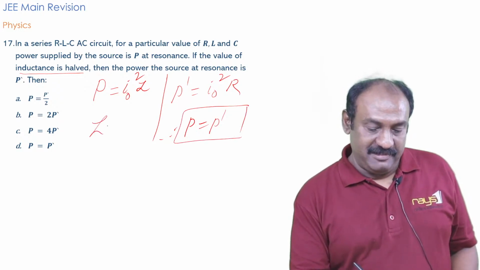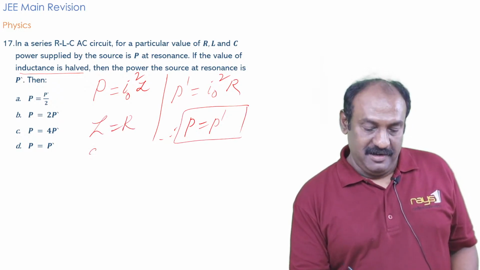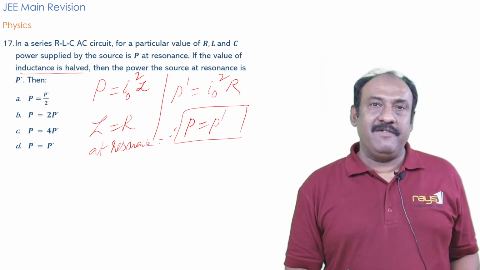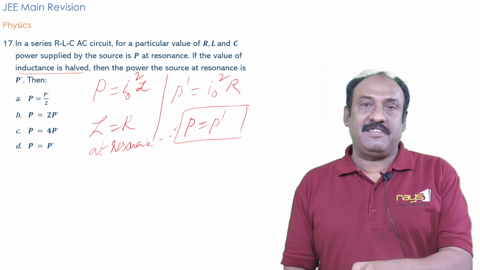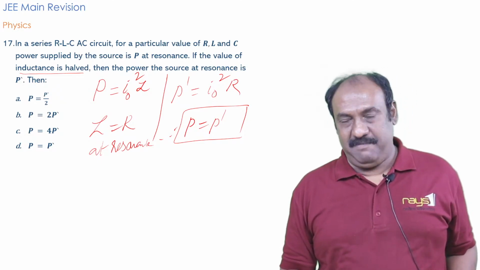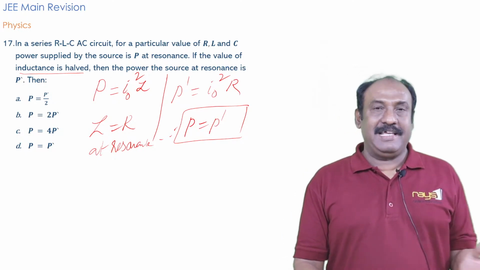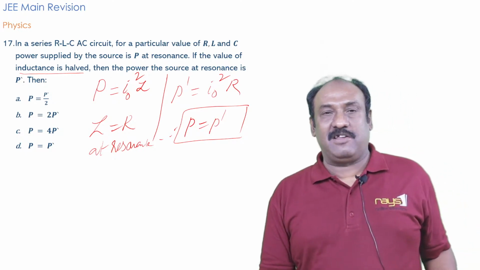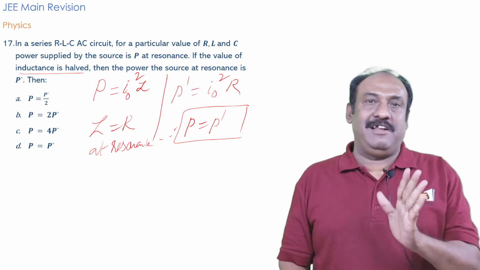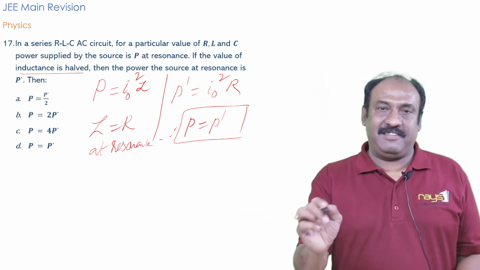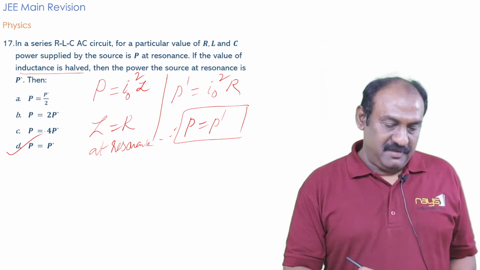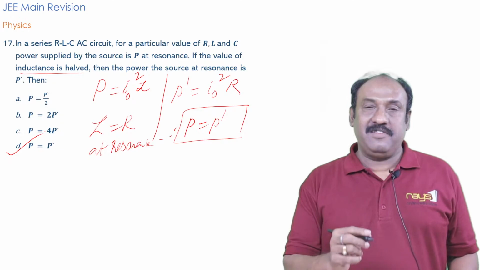Here at resonance Z equals R, and the current value is the same in both cases. In both cases the impedance is also the same. So the power given by the source to the LCR series circuit at resonance in the first case is equal to the power transmitted in the second case. So P equals P dash. So the answer for this question is D. For question number 17, the answer is D.